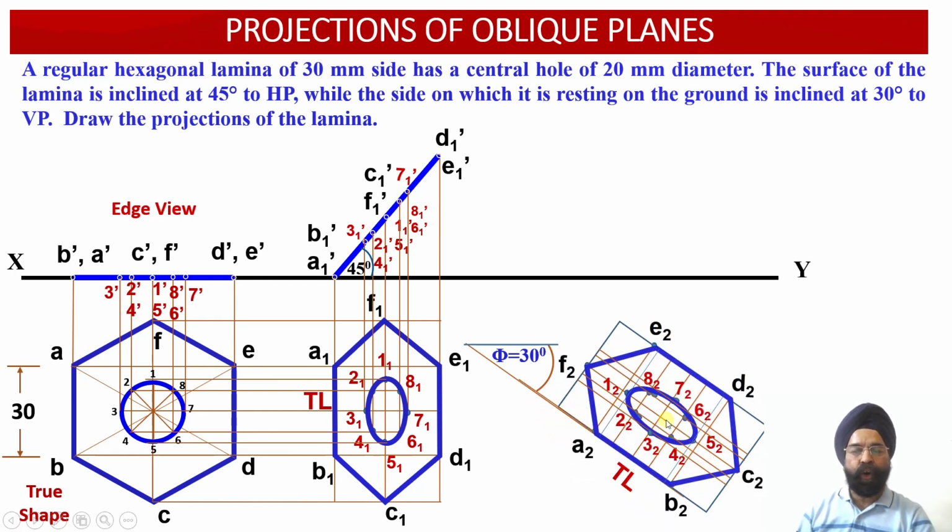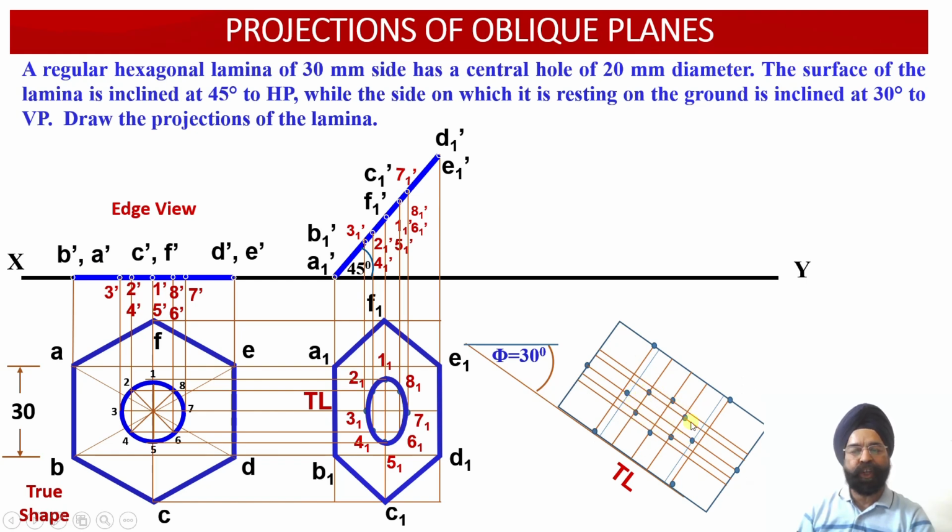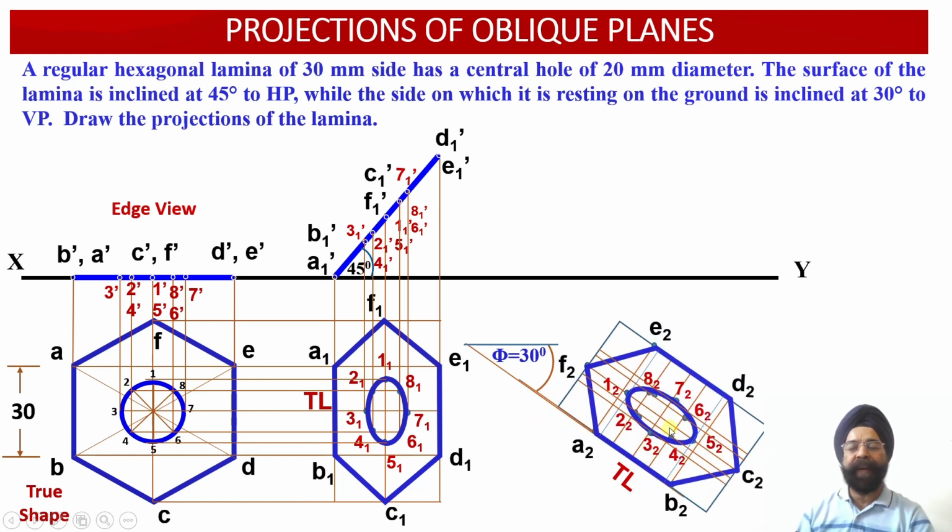Once we mark all of these points, you can see 8 points corresponding to the hole have been marked from this figure, and 6 points corresponding to the external hexagonal lamina have been marked over here. Using the rectilinear distance method, this is the apparent shape of the lamina which we have obtained. Please check this figure and this figure, they are the same. The only thing is, in this view we have rotated this apparent shape in such a way that A1, B1 will be aligned at an inclination of 30 degrees with respect to the vertical plane.